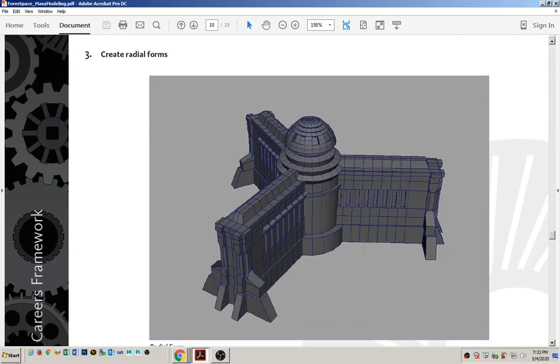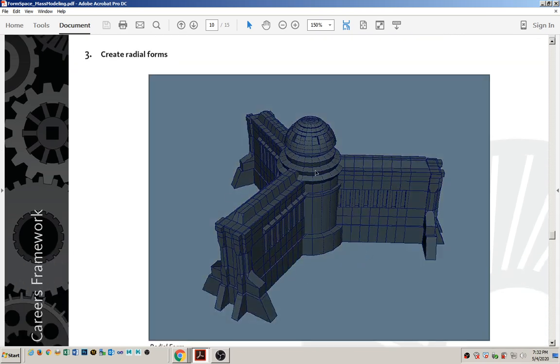And then lastly, I want you to create from those a radial order of form. So combine your centralized forms. You can see here's the centralized part of it, and here's the linear part of it. Just combine those together to create your own radial order of form.